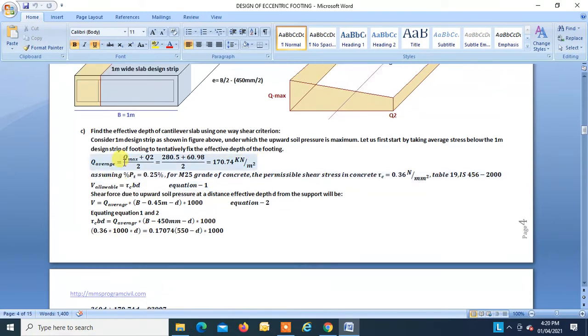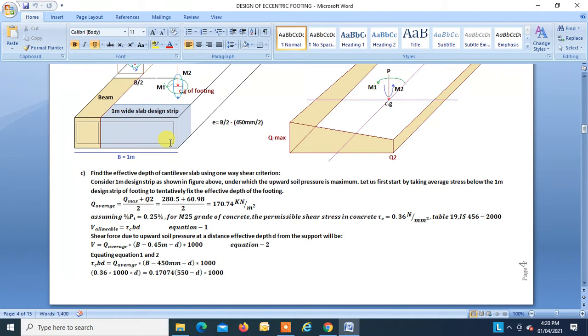Now the next assumption we are making is the percentage of tensile steel in this cantilever slab. We are assuming this as 0.25%. So when pt is 0.25% and our concrete grade is M25, the permissible shear stress in concrete, tau c, is found to be 0.36 according to Table 19 of IS 456:2000. From this we get one equation, that is V allowable is equal to tau c into b d, that is equation 1.